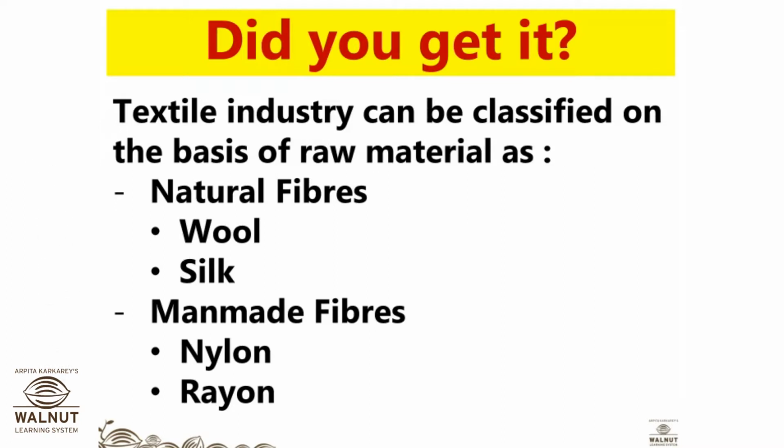Other fibers are man-made fibers, or as they are called, synthetic fibers. That means they are not available in nature. They are made by using different chemicals and certain other materials which are obtained in the lab, and from that a fiber is made. So they are not called natural fibers, they are synthetic fibers or man-made fibers. Examples of those are nylon and rayon. So the raw material that goes into the textile industry is either natural fiber or man-made fiber, depending on what your industry is producing or manufacturing.